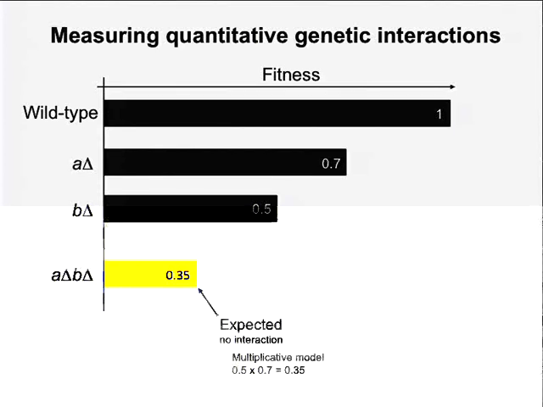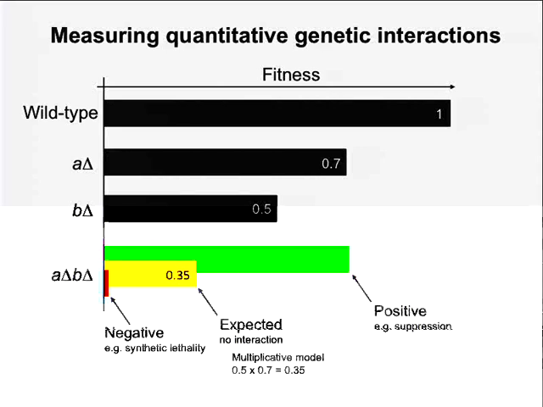When you measure the actual double mutant fitness and you observe that it's significantly lower than expected, then you call it a negative genetic interaction. And that's where synthetic lethality lies, in this category. On the other hand, if the actual double mutant fitness is much higher than you would expect, then it's a positive genetic interaction. One example of this type of interaction is suppression, where the double mutant is healthier than the sickest of the 2 singles.